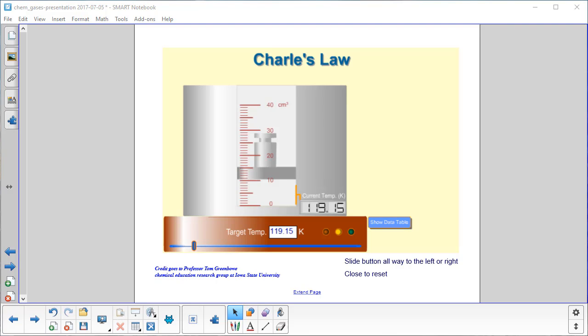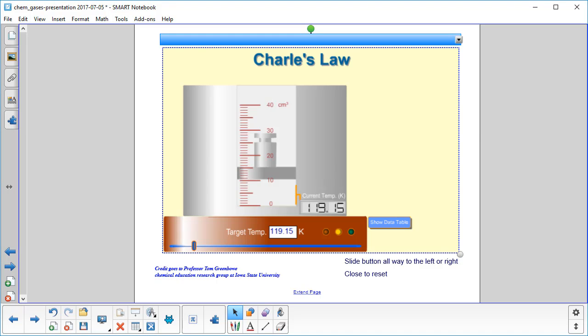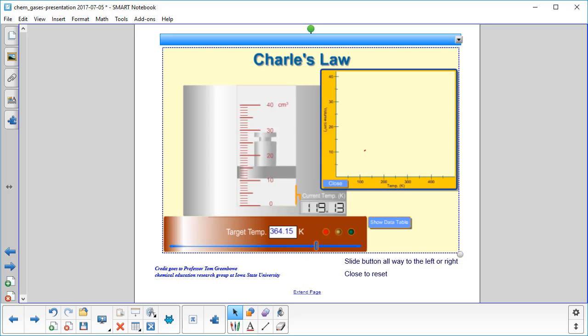Here's a simulation of Charles' law, where you look at the scale at the bottom and you slide the button all the way to the left or right. We're going to slide it to the right, and then we'll see what happens to the temperature and the volume. So let's take this, slide it up here, and let's see what happens with the graph. You can see how the temperature is increasing, and so is the volume, just like we said.